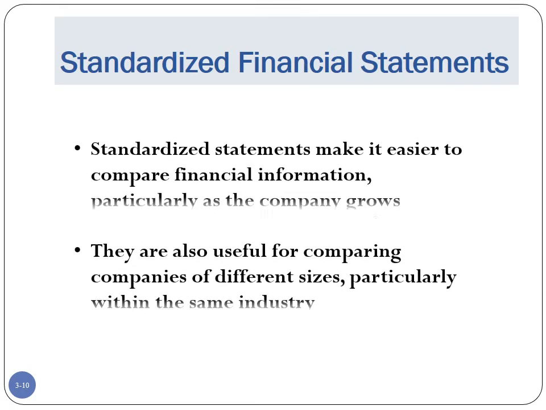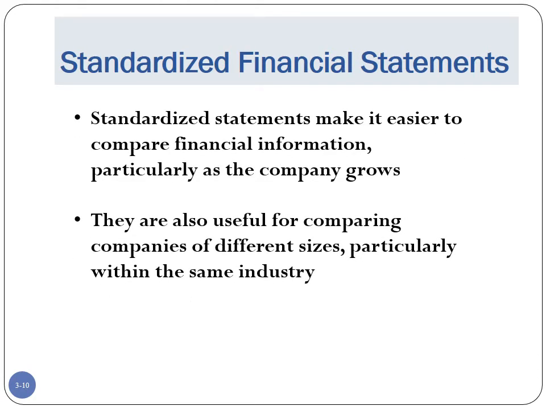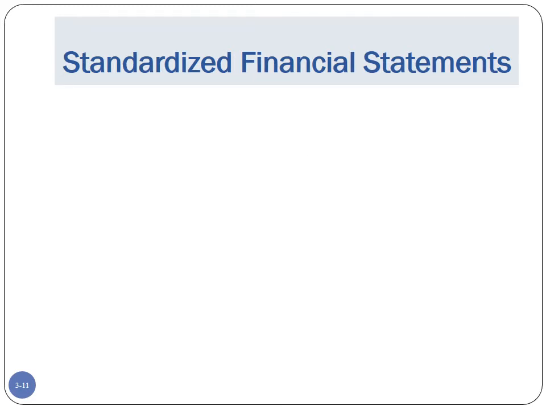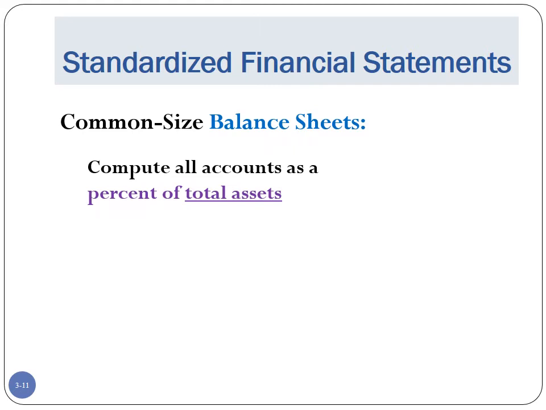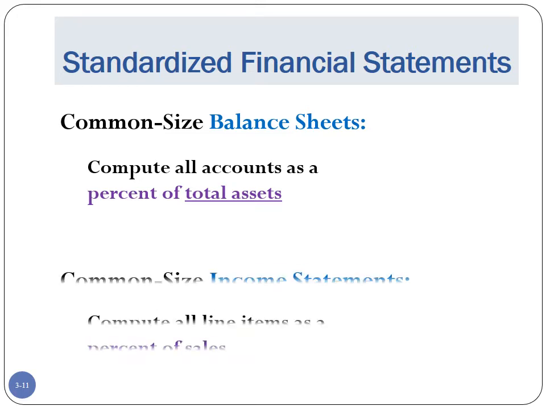So standardized financial statements just make it easier to compare financial information, particularly as a company grows. They're useful for comparing companies of different sizes, particularly within the same industry. They offer a relative assessment among different firms, and then within the statements themselves, they give an absolute value because they show as a percentage of the overall total assets on balance sheets what exactly is going on within the company.